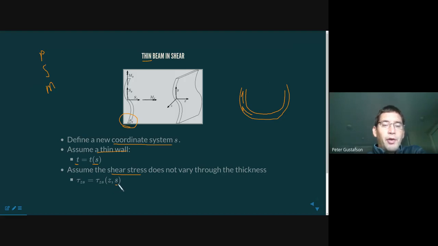So S now defines our location within the cross-section, and Z defines our location along the length of the beam. So at any point in this section, what I'm saying is that the shear stress does not vary through the thickness.